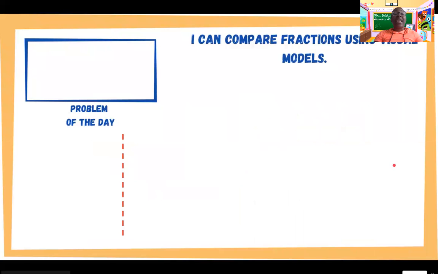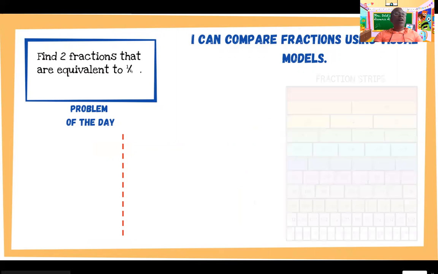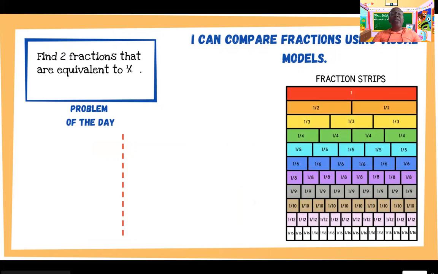All right, middles, here's your problem today. It says find two fractions that are equivalent to 1/4. Well, remember, all week we've been talking about fraction strips. So we're using visual models to represent our fractions. And we've had one word that stuck out all week. Do you remember what it is?